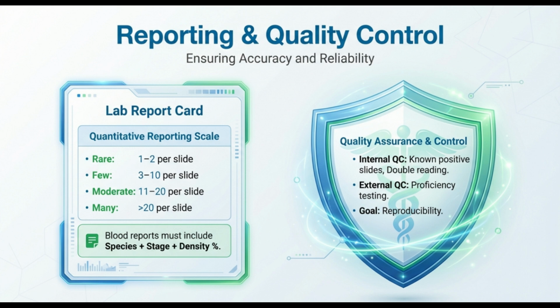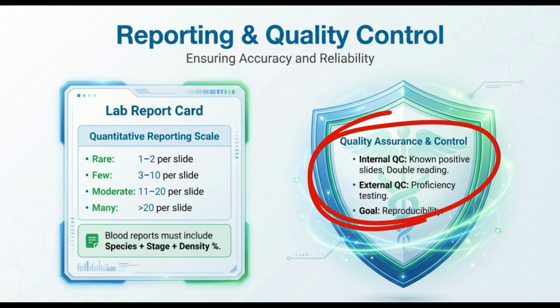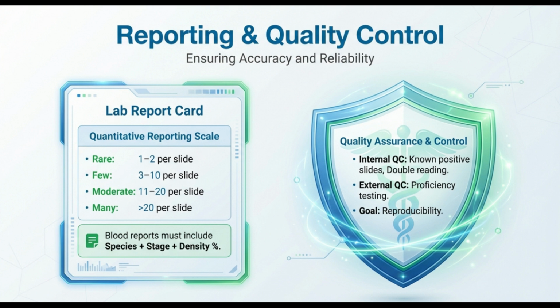All of this is part of a larger system of quality assurance and control. We have internal QC, like having a second person review a slide, and external QC, like proficiency testing from an outside agency. The goal of all of this? Reproducibility. It means any trained analyst anywhere should be able to look at the same slide and get the same result. That's the hallmark of a high-quality lab.